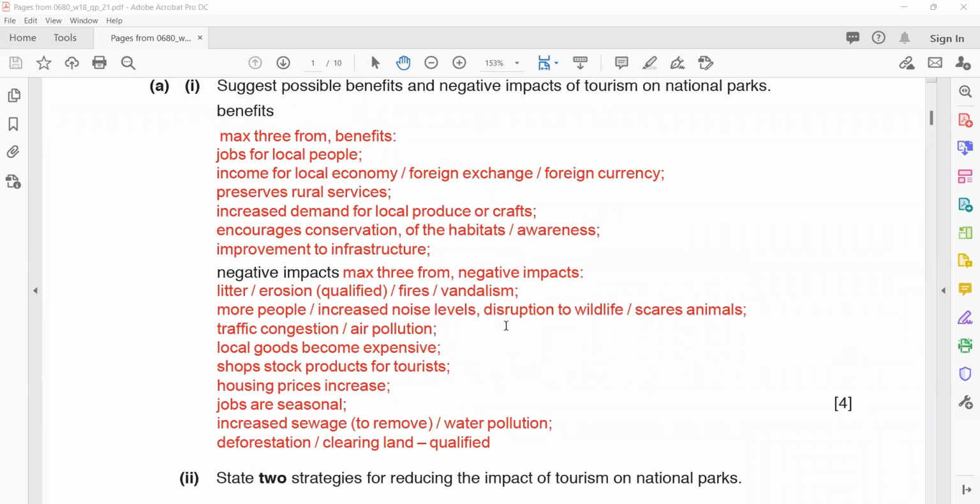Okay. Now, state two strategies for reducing the impact of tourism on a national park. We say that tourism has a negative impact, and we just described the reasons here. How can you improve them? If there is litter, how can you improve it? If there is noise pollution, how can you improve it? If there is pollution, how can you improve it? What do you think?